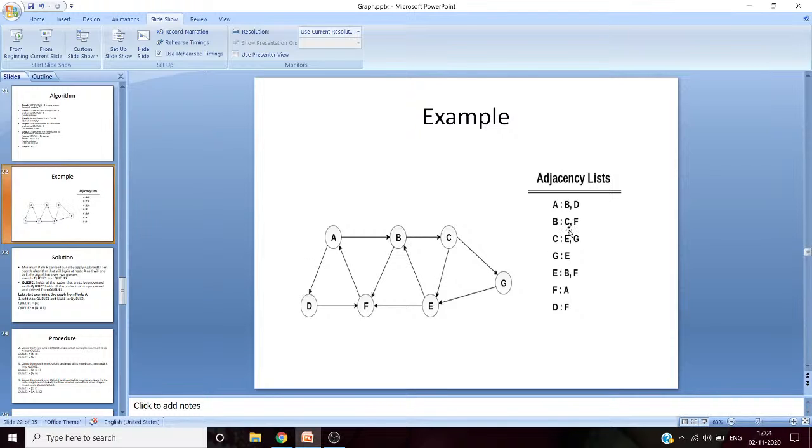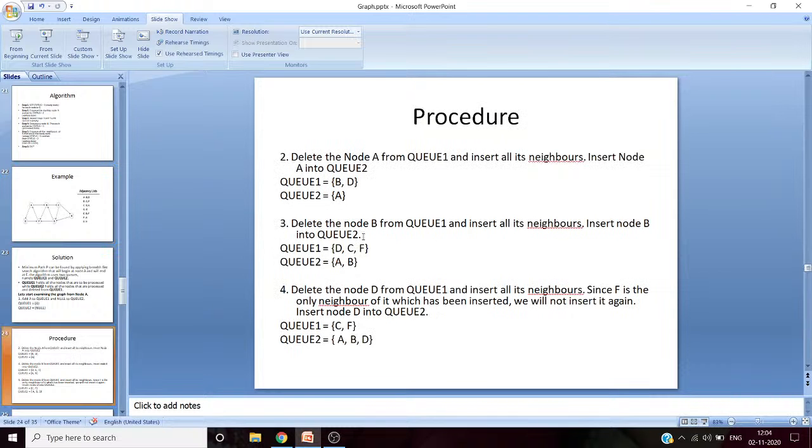B has C and F. So we are putting C and F in the queue, and we are putting B in Q2. B is processed. Processed means all the neighboring nodes have been checked for that particular node.